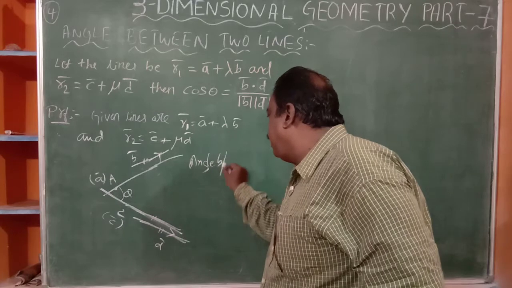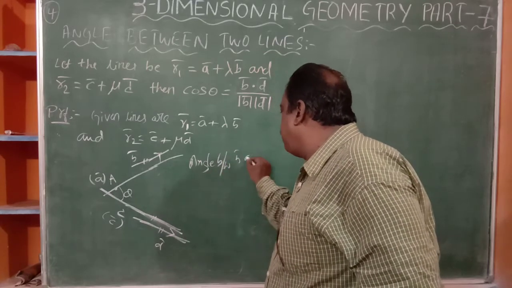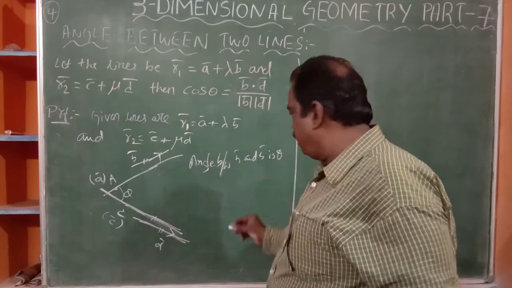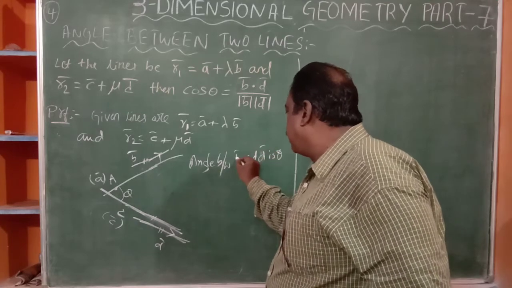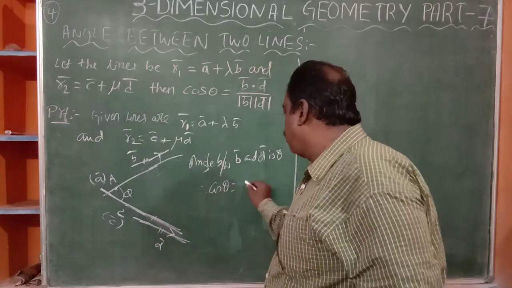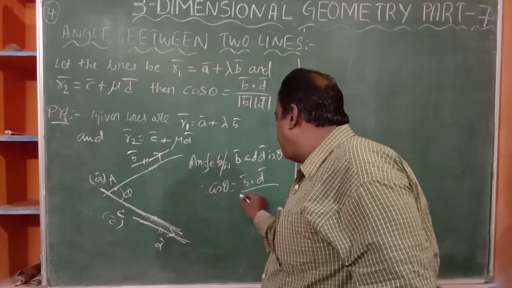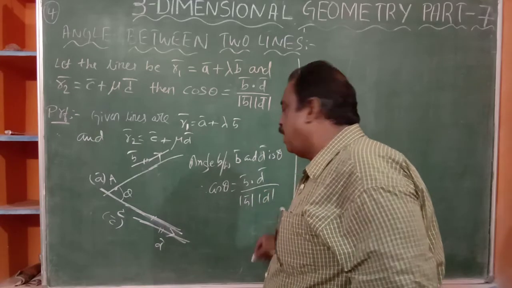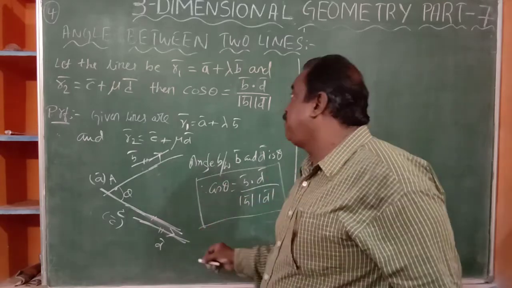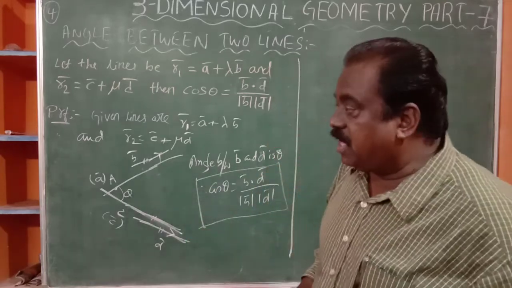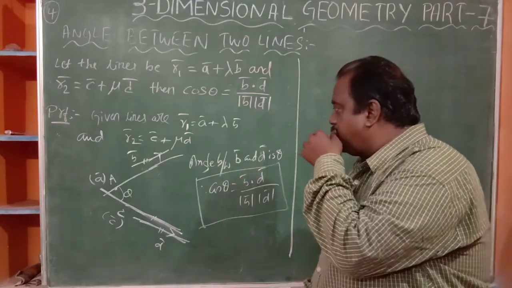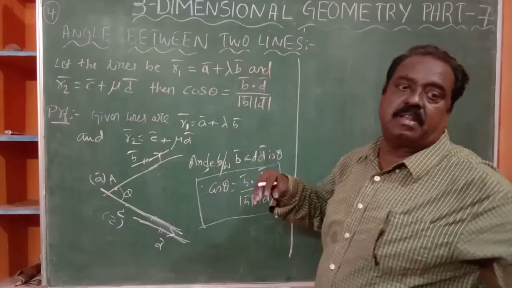Okay, now. So here the angle between vectors B bar and D bar is theta. Okay? B bar and D bar. Therefore, what about cos theta? Already it is there: B bar dot D bar by mod B bar mod D bar. It is clear. Okay? So the angle between the lines which are given in the vector equations is A bar plus lambda B bar.